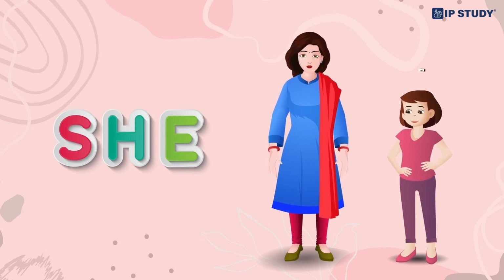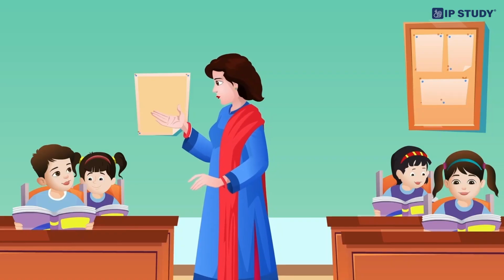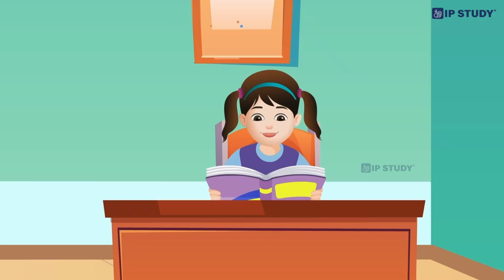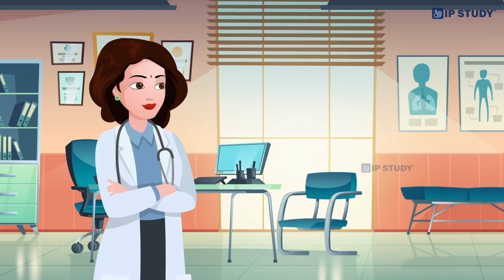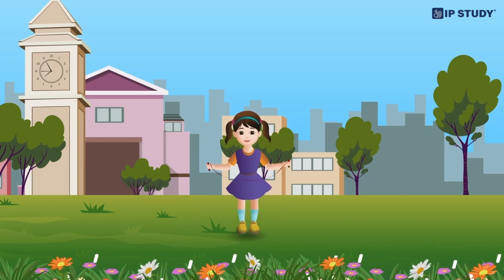She is used for females. Whenever we talk about a girl or a woman, we use she. For example, she is a teacher. She is a student. She is a doctor. She is playing on the ground.